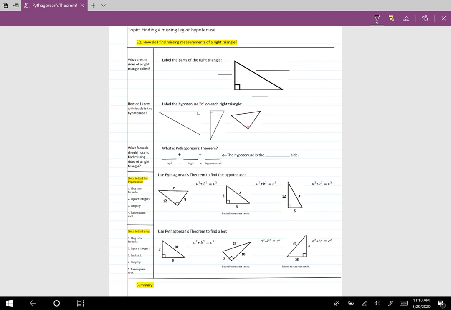Hi everyone! Today our lesson is about right triangles, and specifically finding missing measurements of a right triangle by using the Pythagorean theorem. For this lesson, you'll need a piece of paper, a pencil, and a calculator.